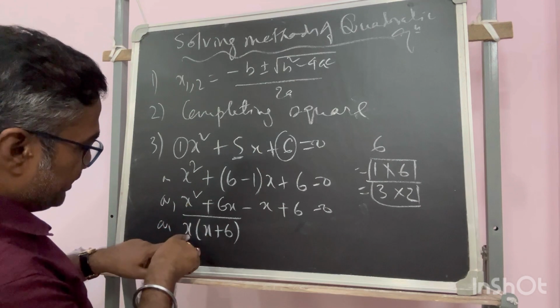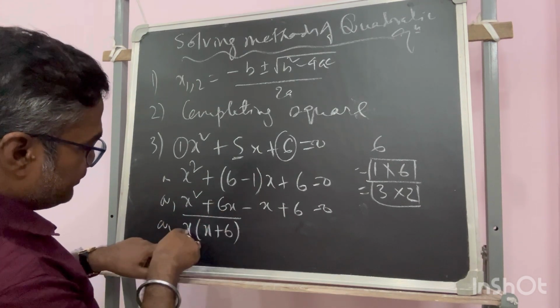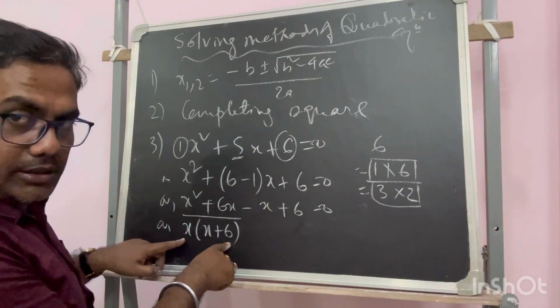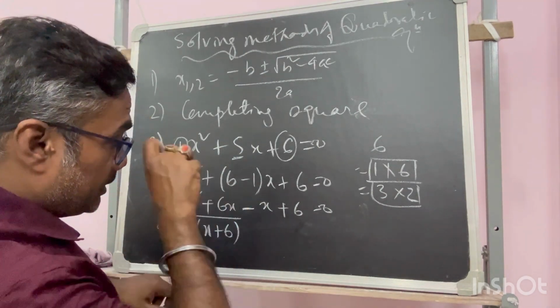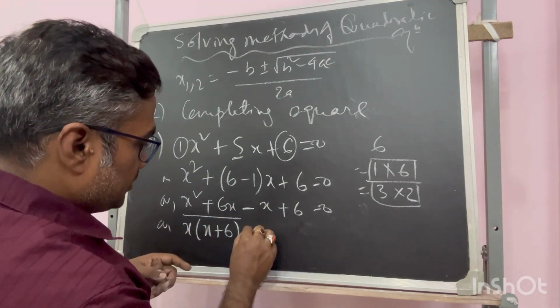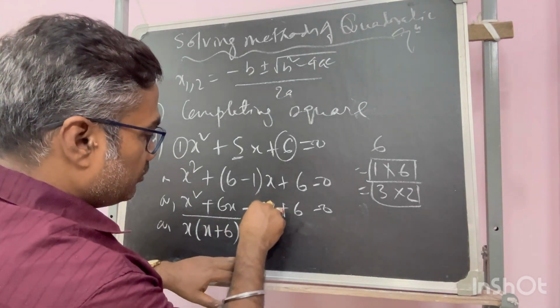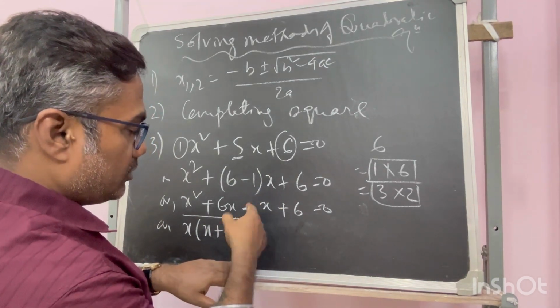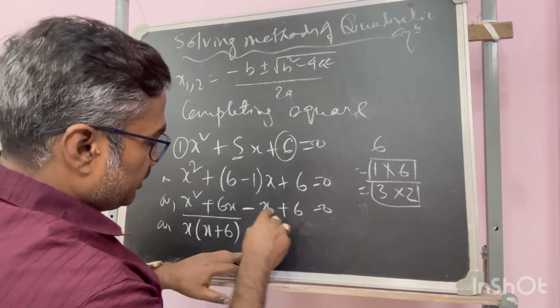See, if I take x common, x will remain here. From 6x, if I take x common, I will get 6 here. Now for the other two terms, as this is minus, if I want to take one common at least, I will take minus 1 common. Because no other coefficients are there with x, only minus 1 can be taken common, so that will give you x.